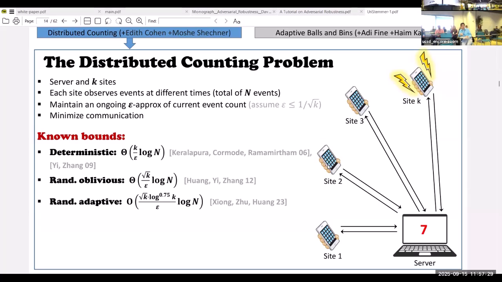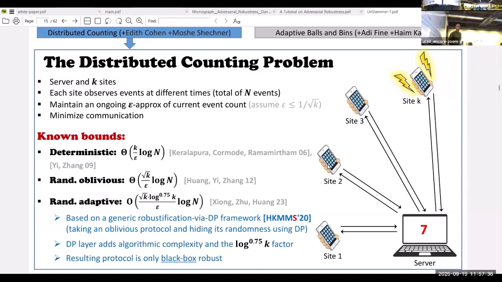You could take this oblivious protocol or some version of it and make it robust, basically via a generic robustification technique based on differential privacy. They take this protocol or a version of it and hide its internal randomness using techniques from differential privacy. I don't know if you're familiar with it, but it uses a binary tree for continual counting and the sparse vector technique. Anyways, it's not too bad, but it adds algorithmic complexity and it costs you another polylog k factor in the communication complexity.